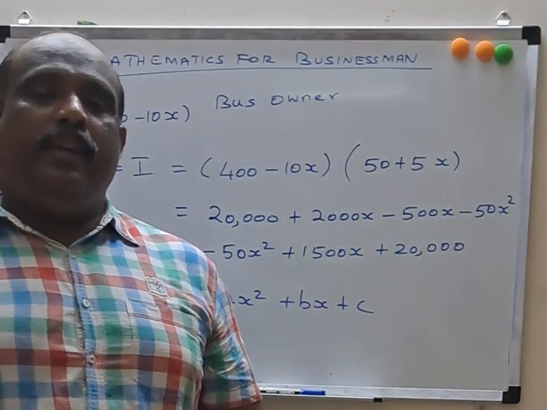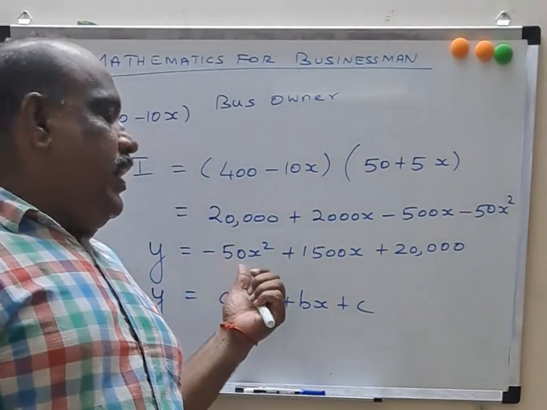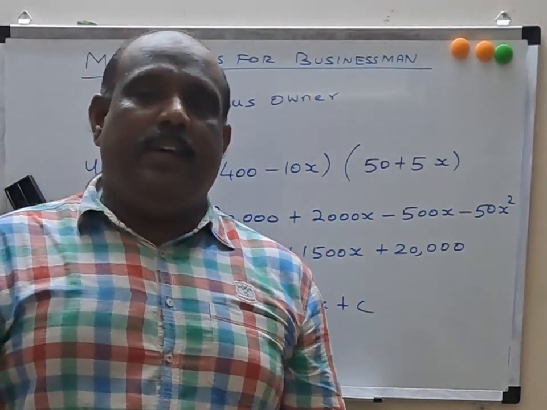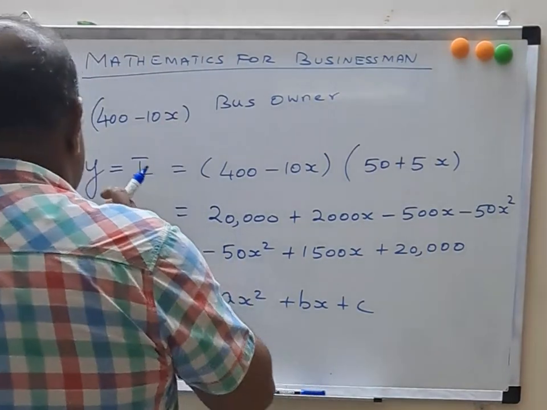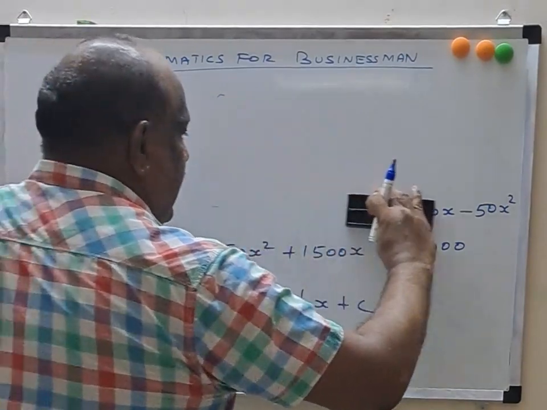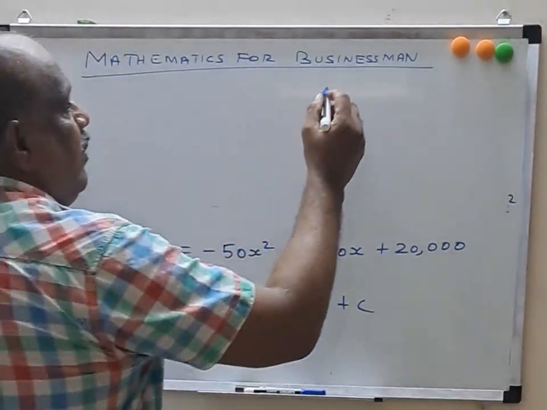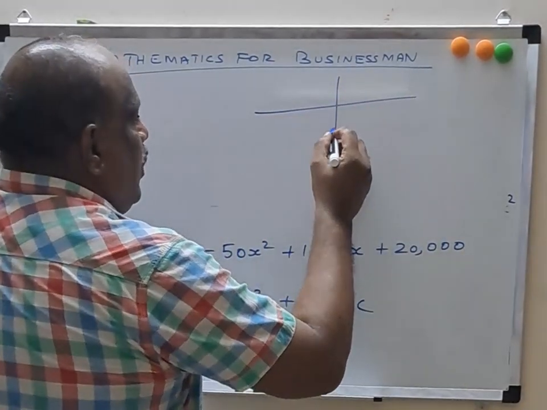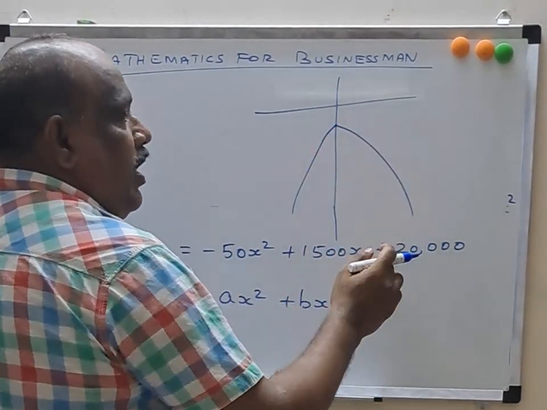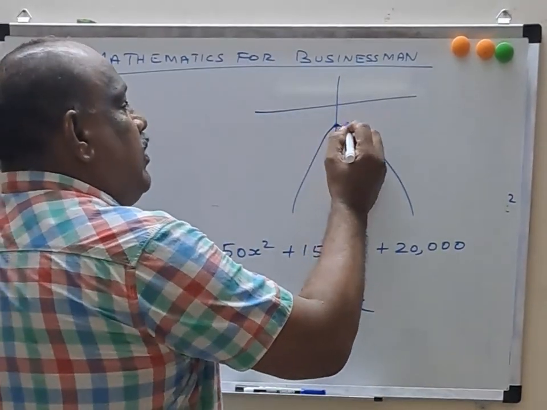For this quadratic equation, please refer to our earlier videos on the graphical method. Whenever the value of a is negative, the curve is sloping downwards. If you want, I can draw it here. I hope we can erase this. Whenever the value of a is negative, here it is minus 50, which is negative, the curve will be what? I am drawing an approximate curve. Let us assume this is a parabola. But this curve opens downwards, which means this value is the maximum value.